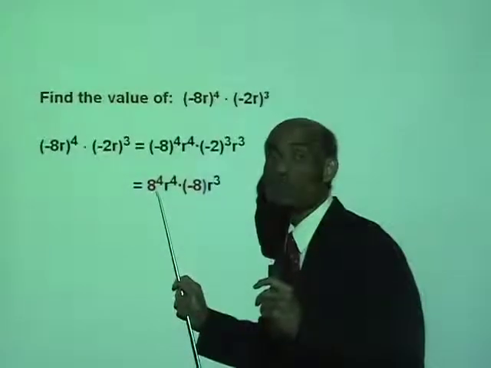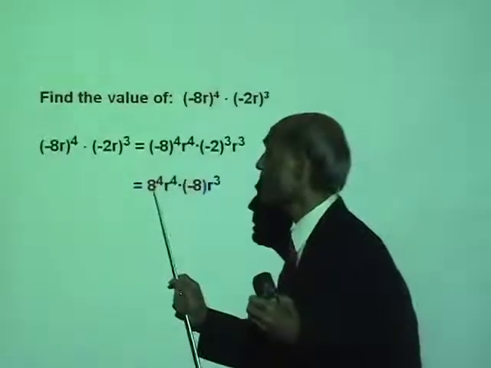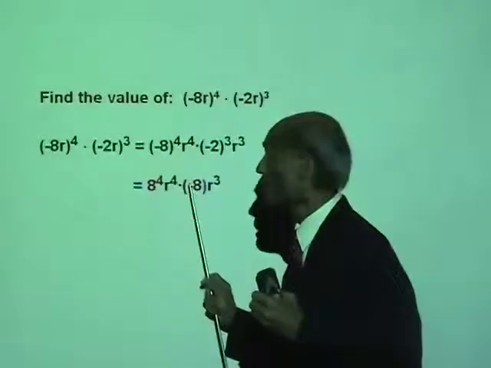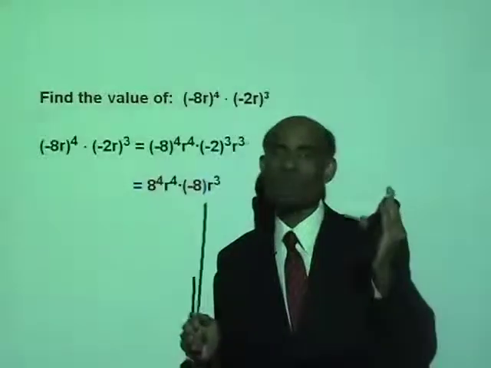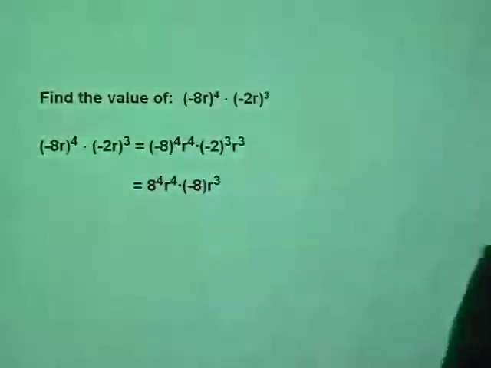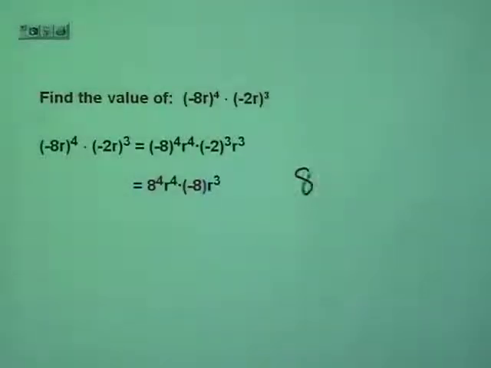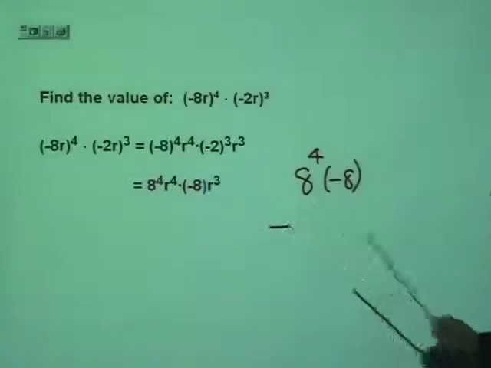Like terms means terms that contain the same base. Can you tell me, what is 8 to the power of 4 multiplied by negative 8? First of all, you are multiplying a positive number with a negative number. The result will be negative. So 8 to the power of 4 times negative 8 is the same as negative. You see, you are multiplying a positive number with a negative number. The result will be negative.